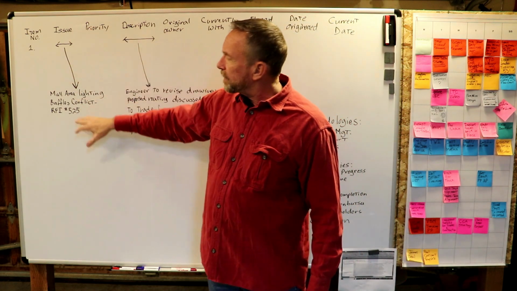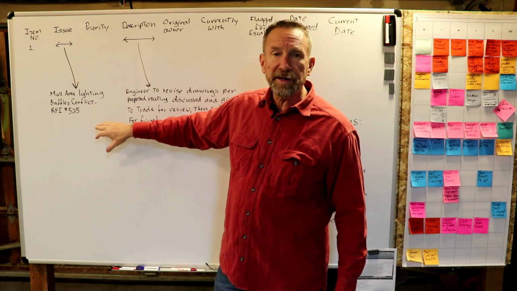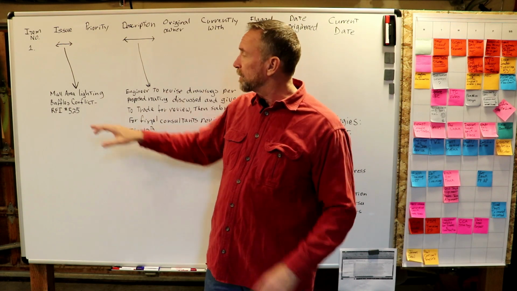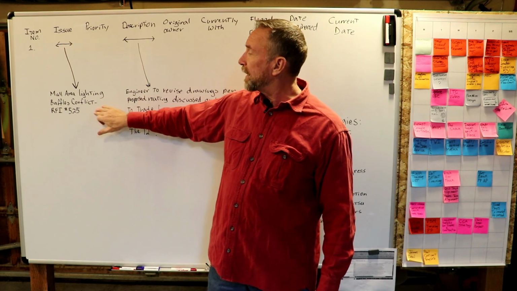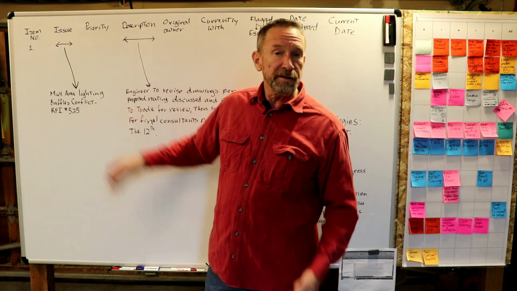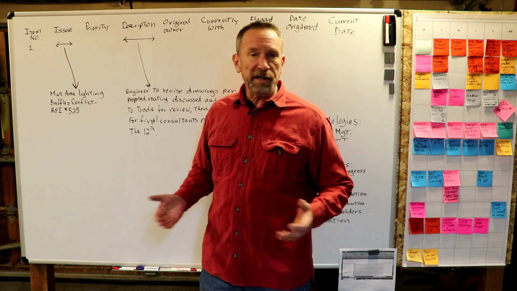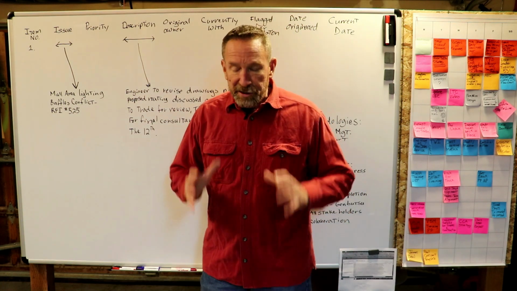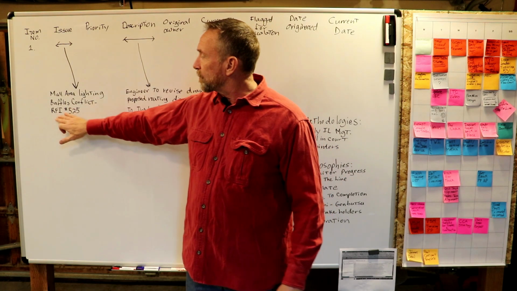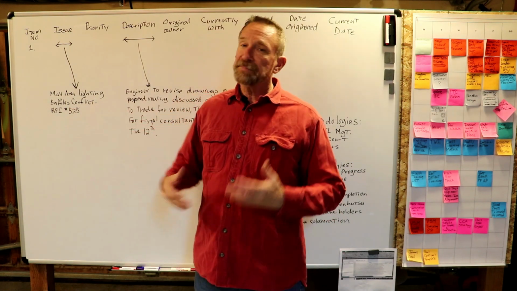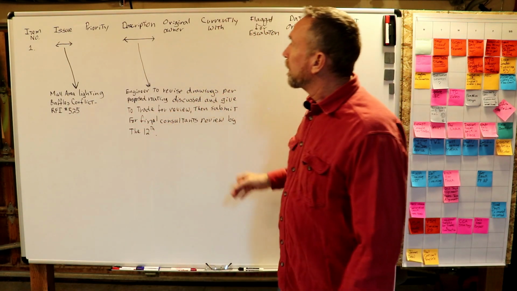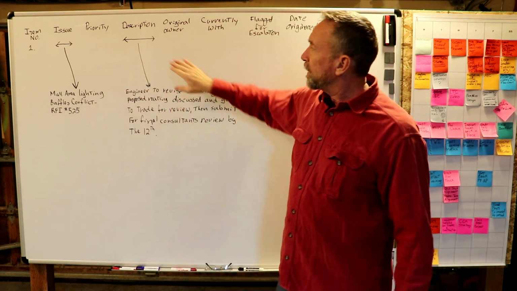So when we get to the issue, you can see in this case how we described this particular issue in the sample: mall area lighting and baffles conflict. That's it. That's all we need to know. We don't need long descriptions. We don't need any more information than that. We know it's RFI number 525. That's all we need to know at the moment, okay? Priority is wherever it is.